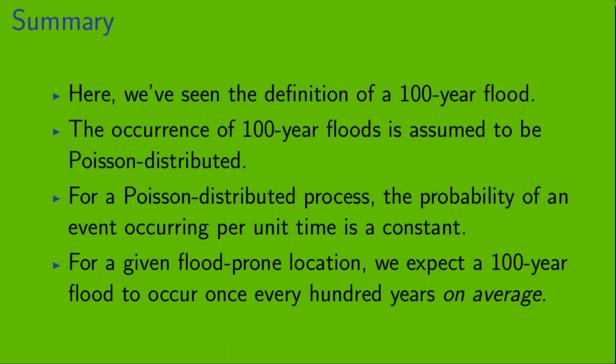Okay, so here we've seen the definition of a 100-year flood. The occurrence of 100-year floods is assumed to be Poisson distributed. And for a Poisson distributed process, the probability of an event occurring per unit time is a constant. For a flood-prone location, we expect a 100-year flood to occur once every 100 years, on average.